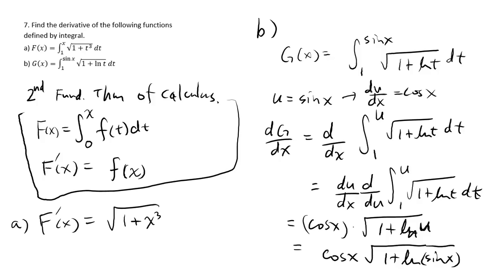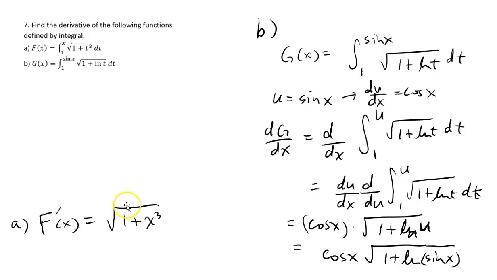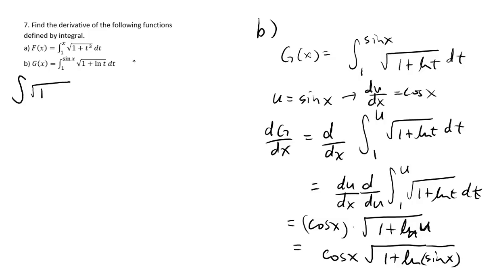Now let me make one more remark here. If you had trouble finding out how this was solved, let me give you a second way to solve this. So for the time being, think about the antiderivative of 1 square root of 1 plus ln of t dt.